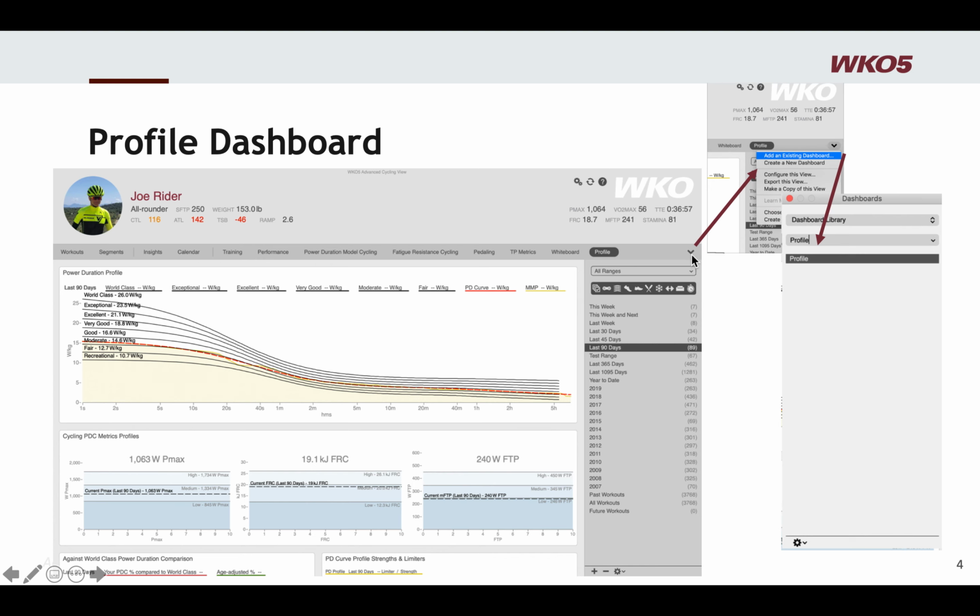To access that dashboard, click the small down arrow. You get this little UI right here. Select Add an Existing Dashboard. This UI will pop up. Select Dashboard Library and search the word Profile, and then click on the Profile Dashboard. That will load the dashboard you're seeing in this image. All right, let's just roll through what we're looking at in this dashboard.